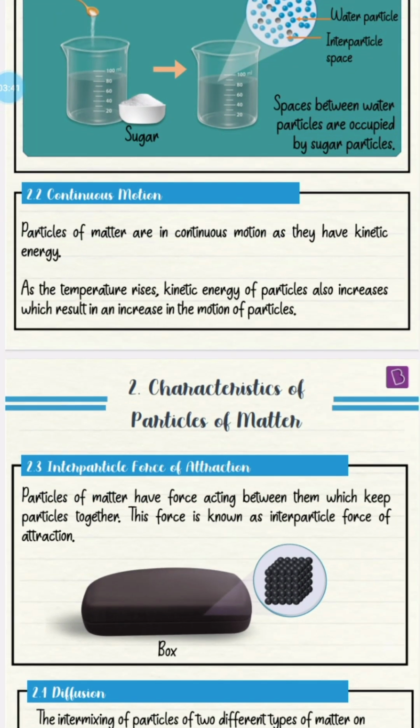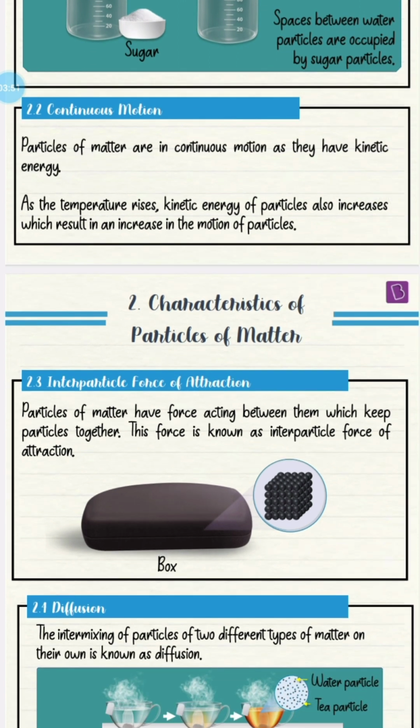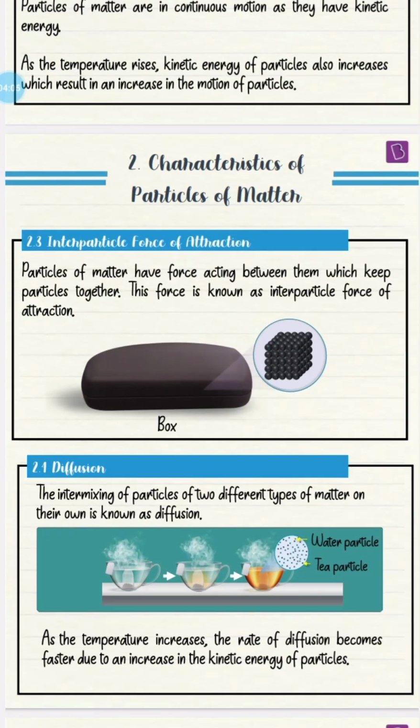Then we have continuous motion. Second property, particles of matter are continuously moving. Particles of matter are in continuous motion as they have kinetic energy, and kinetic energy is directly proportional to the temperature. That means when temperature increases, kinetic energy increases, as well as the motion of the particles increases, and the space between the particles increases, force of attraction decreases.